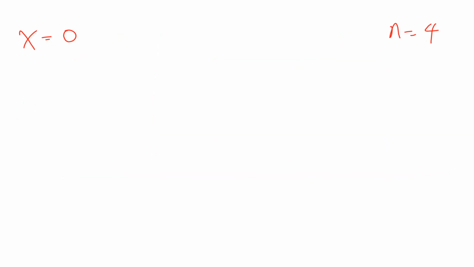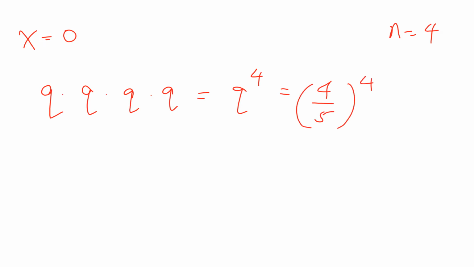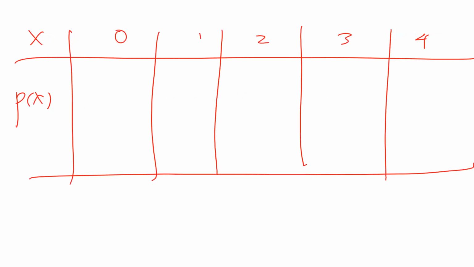So the first bulb will be non-defective. So it will be Q, probability of a non-defective bulb. Second bulb, again non-defective because we don't require a defective bulb. Third bulb, non-defective. Fourth bulb, non-defective. So this is Q raised to 4. And what is Q? Q we have already calculated. Q is 4 upon 5. So 4 upon 5 raised to 4. We can write down the answer as 4 upon 5 raised to 4.